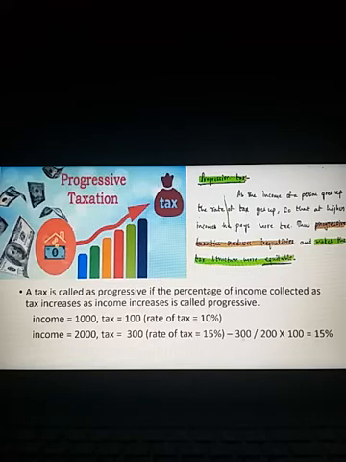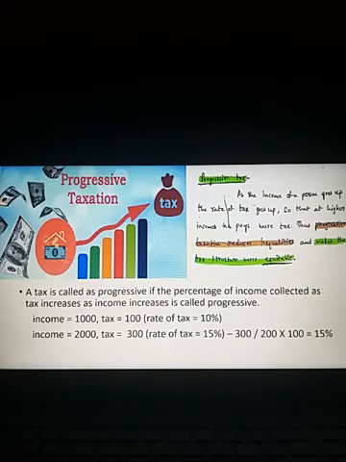Observe here, 300 by 2000 into 100 is equal to 15%. That is a small correction here: this should be 2000, that is the present income 2000. A zero is missing. Please keep that point in mind. So 300 tax paid, 2000 income, into 100, it is 15%. The same meaning is written at the top of this slide.